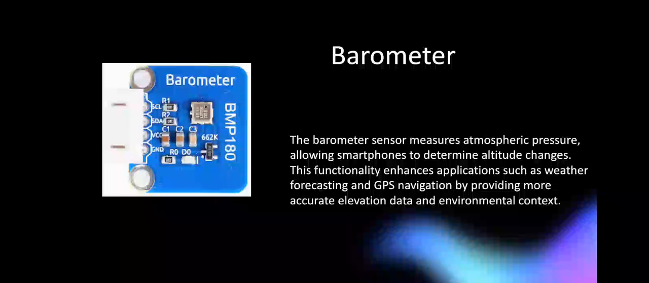And next is the barometer. The barometer sensor measures atmospheric pressure and allows the smartphone to determine altitude changes. It can be utilized for various purposes, and it can also provide weather alerts and monitor altitude changes during activities like climbing. This is also used to provide air condition or weather condition.